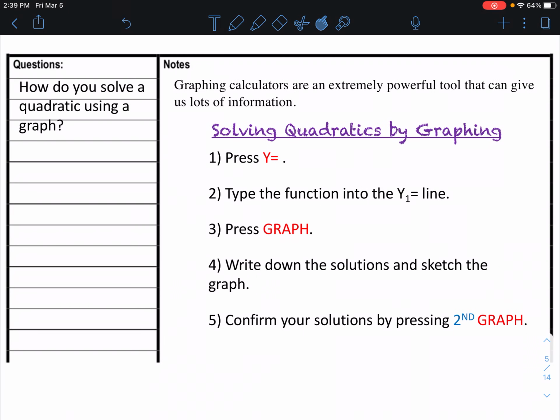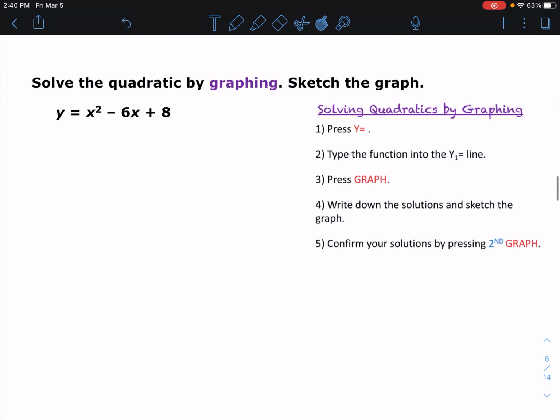Now, graphing calculators are extremely powerful. They can do lots of things. They can give us lots of information. So how do we do this on our graphing calculator? Well, here are the steps. You're going to press the y equals button, type the function into the first line, and then graph it. Then you should be able to tell, for the most part, what the solutions are from there. I'll ask you to sketch the graph as well. And then you want to confirm your solutions by using a table, which I'll show you how to do in a second. So I have those steps right here as well.